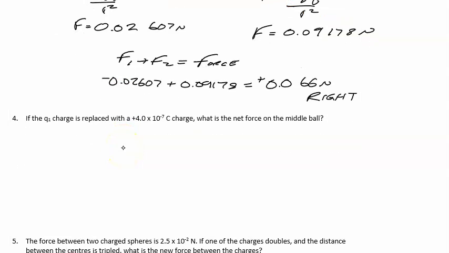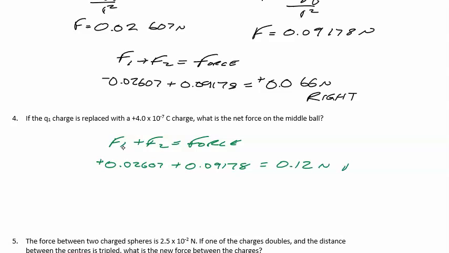So because of that, we're taking F1 plus F2 equals the total force, but in this case it's positive 0.02607 plus positive 0.09178 for a total of 0.12 newtons. And again, it's to the right, but notice because that is a repulsive force acting from Q1, we wind up with an answer that is much larger than what we had. In fact, it's almost twice as large.